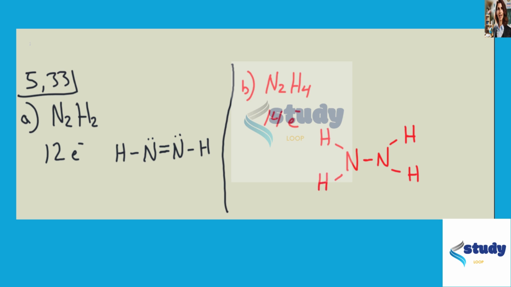So all this bonding here takes up 10 electrons. So we have 4 electrons left to assign, so we assign them to the nitrogen, and we see that each nitrogen now has 8 electrons around its atom, and so this is a stable Lewis structure.